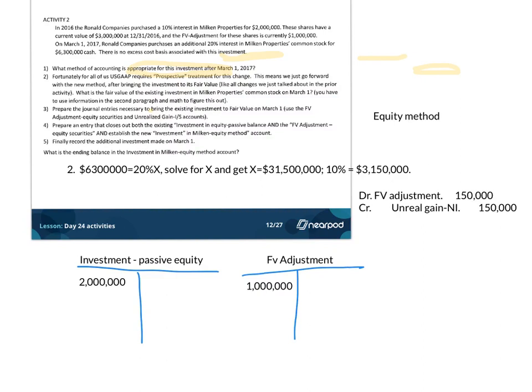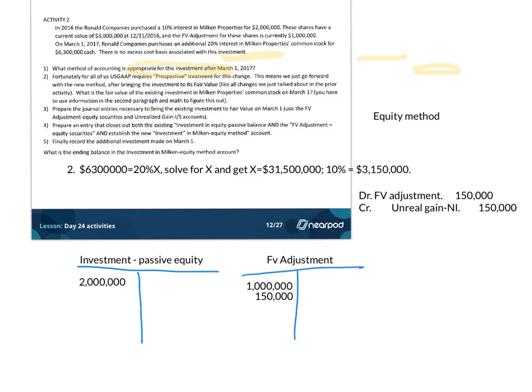So here in my T account, that's going to make this number go up. Okay, so now I have a balance here of, put these all together, 2 million plus 1 million plus 150. I got 3,150,000, which is exactly what we said we needed. So that was the answer to number 3, prepare a journal entry.